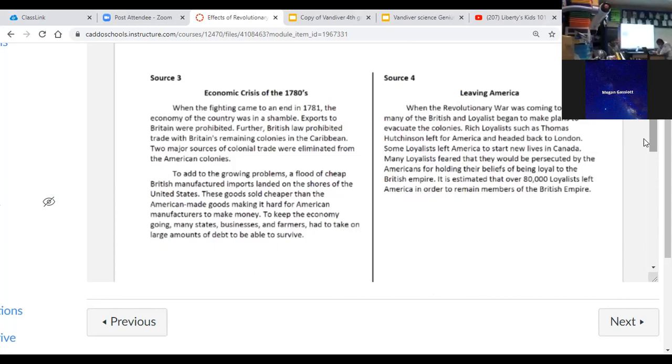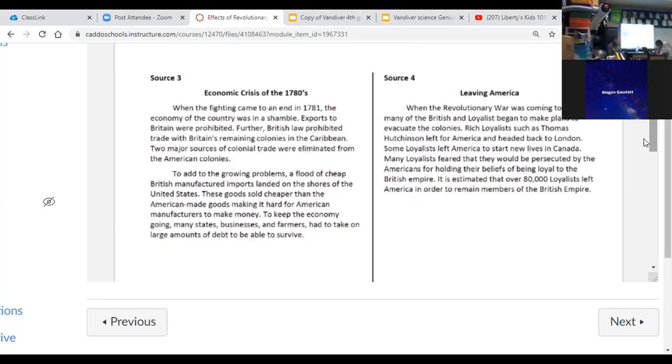Many loyalists feared that they would be persecuted by the Americans for holding their beliefs of being loyal to the British Empire. It is estimated that over 80,000 loyalists left America in order to remain members of the British Empire. That's a lot of people leaving, isn't it? It's like a mass exodus.